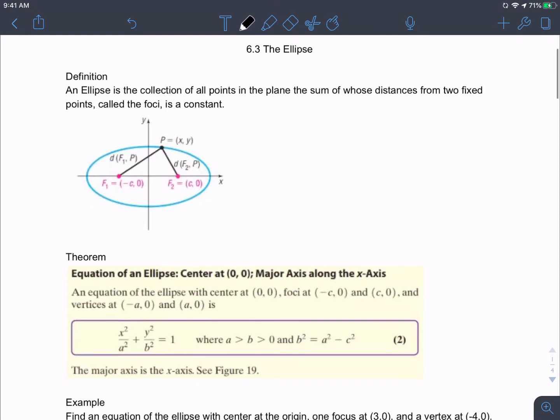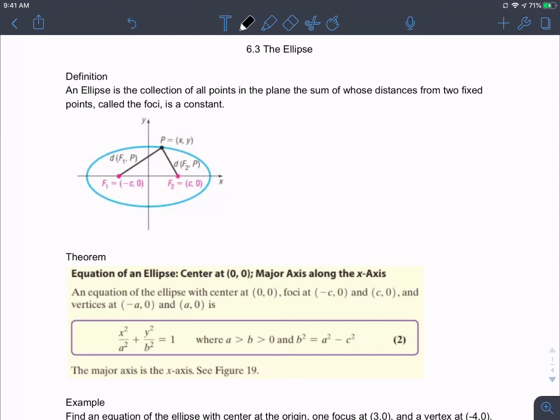Hello class, today we're going to cover section 6.3, the ellipse. One of the important things about the ellipse is that, unlike the parabola, which has one focus point, the ellipse has two.